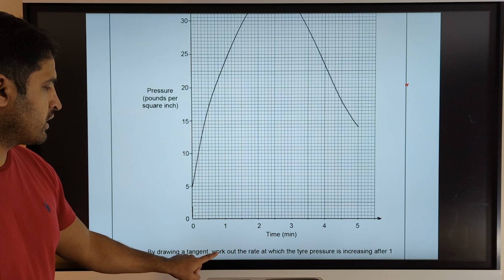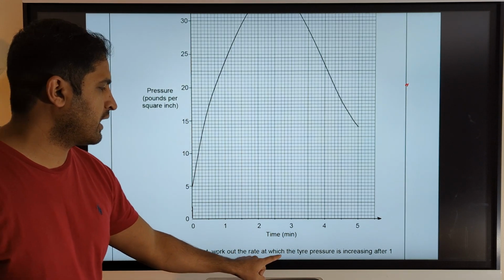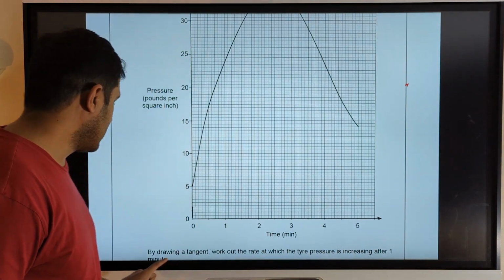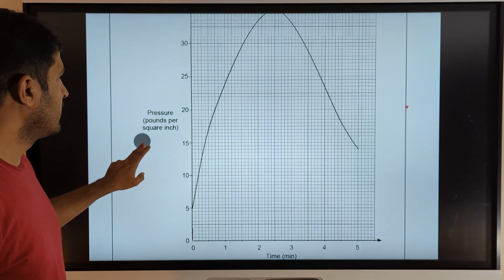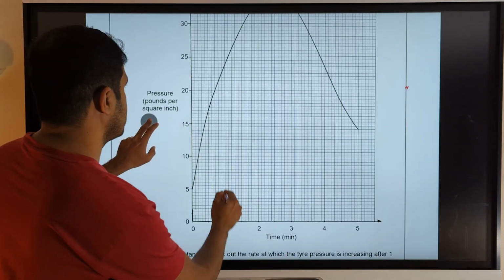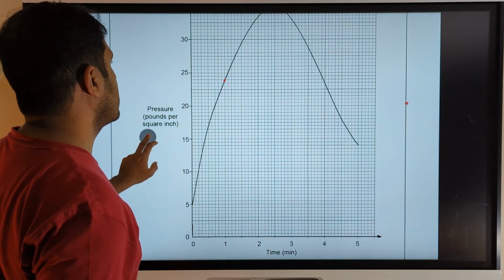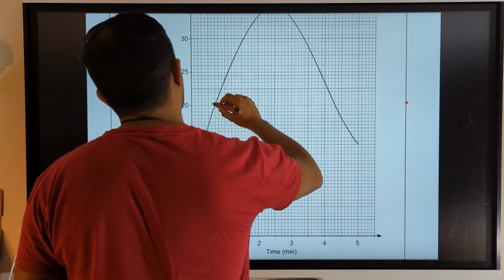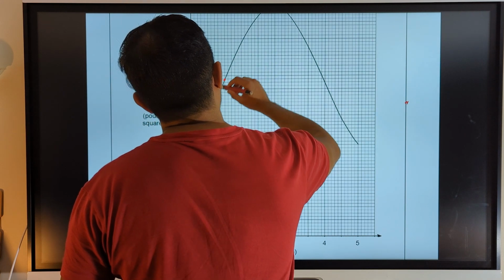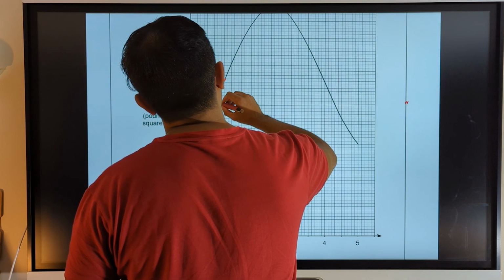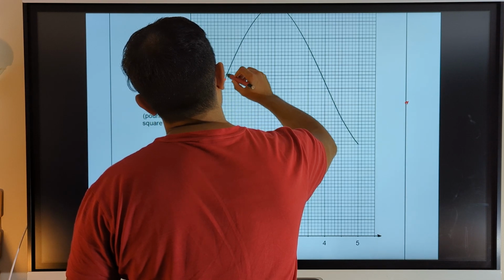By drawing the tangent to the curve, work out the rate at which the tire pressure is increasing after 1 minute. Okay, so at 1 minute, which is that line there, we're going to try and draw the tangent at that point. It means the line touches the curve at exactly one point. So you're trying to draw the tangent, and it probably looks something like that.